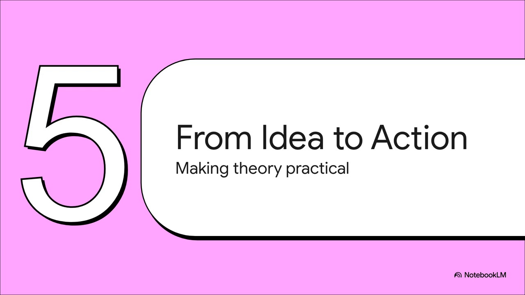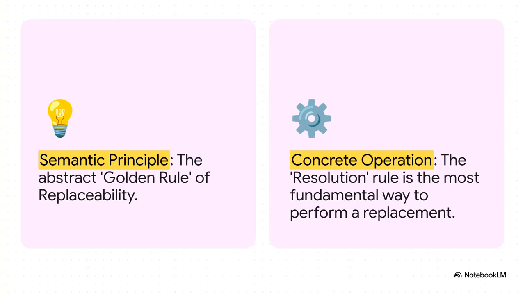So, moving on to Section 5, from idea to action. This is all great as a theory, right? It's a really nice, clean idea. But can you actually do anything with it? Is it operational? Absolutely. This is where the framework gets really practical. It shows how that abstract golden rule we talked about leads directly to a concrete operation. And get this, the simplest, most basic way to actually do a replacement turns out to be that resolution rule we mentioned earlier. So resolution isn't just some random system, it's the fundamental building block of logical deduction.